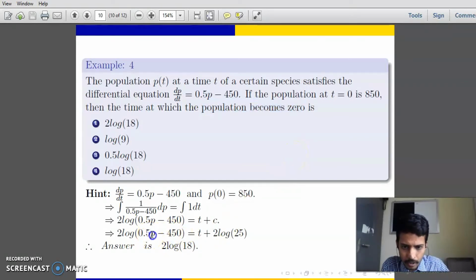So if you take p is equal to 0, we have 2 log of minus 450. Don't take 2 log minus 450, treat it as 450, because modulus is present inside the log function. So therefore, the left hand side is 2 log 450, and the right hand side is t plus 2 log 25. After simple mathematical manipulations, we end up with the answer t is 2 log 18. Here 2 log 18 stands for option 1. So therefore option 1 is the correct answer.